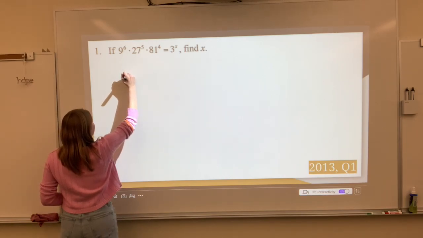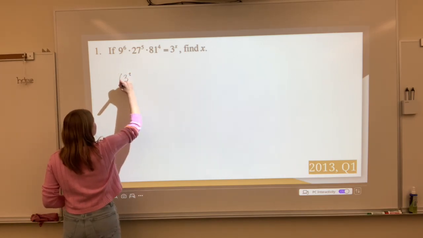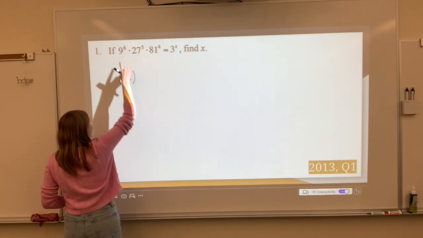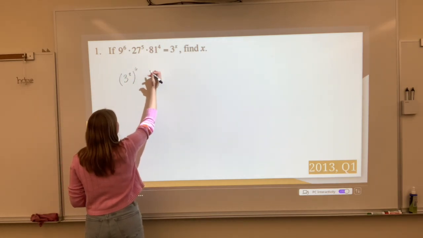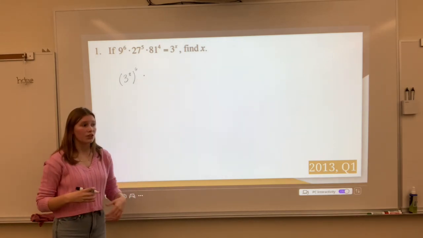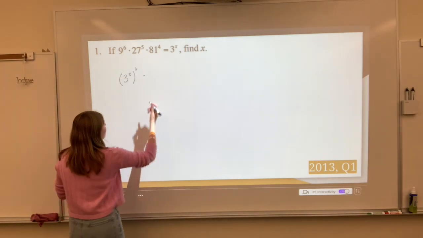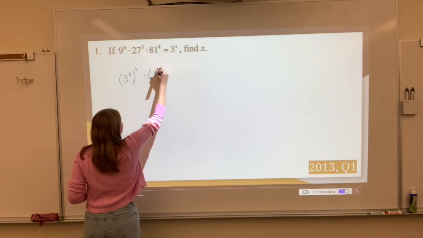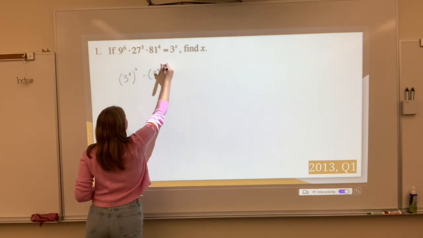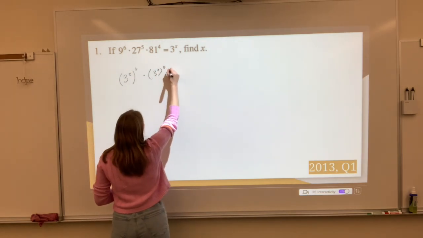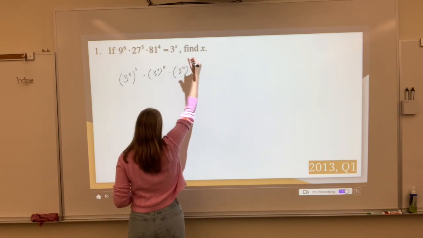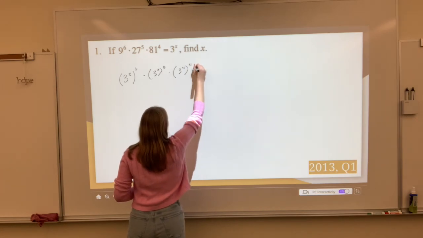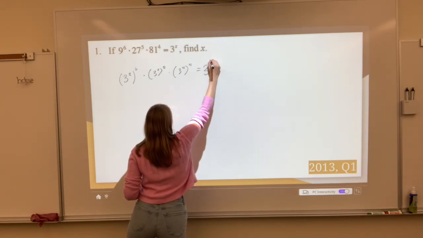We know that 9 is equal to 3 squared, and that 9 is raised to the 6th. Okay, we have 27. 27 is 3 cubed. We'd say 3 cubed raised to the 5th. Finally, we have 81, which is 3 to the 4th raised to the 4th power. That is equal to 3 to the x.